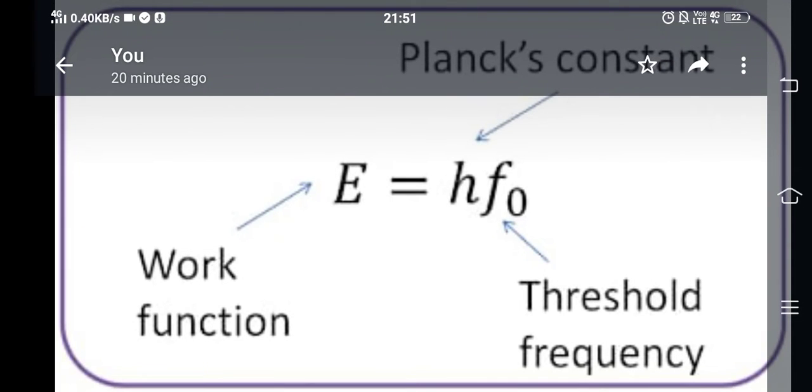For each metal, a certain minimum frequency of incident light is needed to eject electrons. This is known as the threshold frequency, which is denoted by nu naught or f naught. Light of a smaller frequency than this cannot eject electrons no matter how long it falls on the metal surface. The threshold frequency is different for different metals.